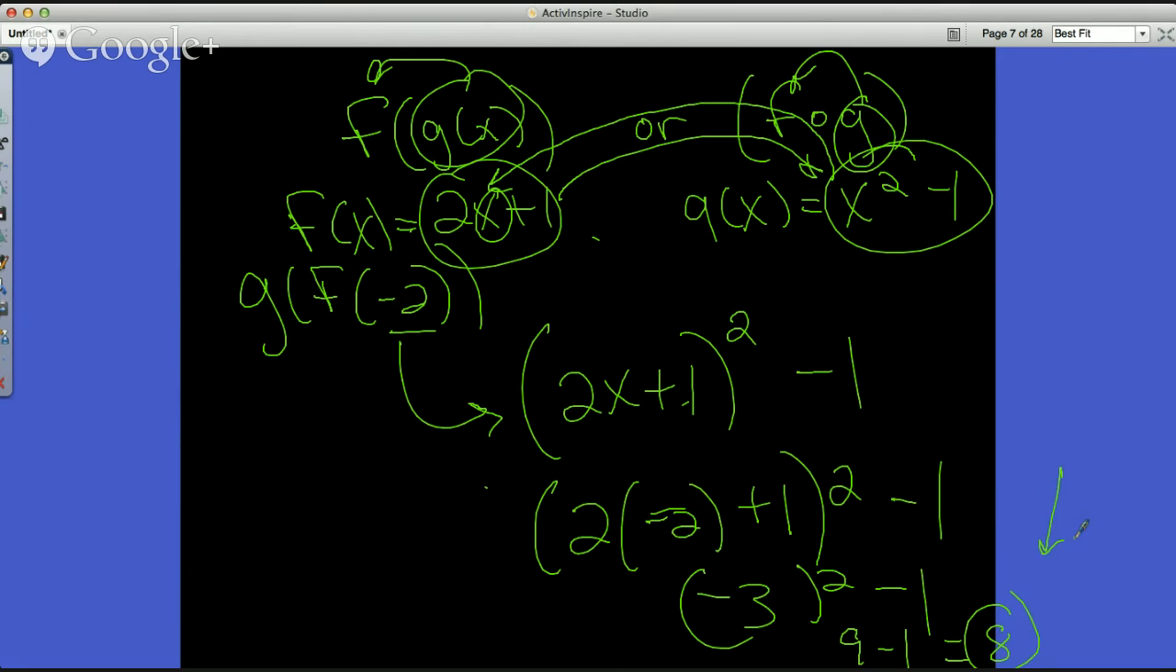Questions on that? So you just take the negative 2 and just dump it in for the x, where it's g or the f? Dump it in. That's right. Put it in for x. Yep. Put it in for this x. So plug f in for g, then put negative 2 in for x. Okay? All good?